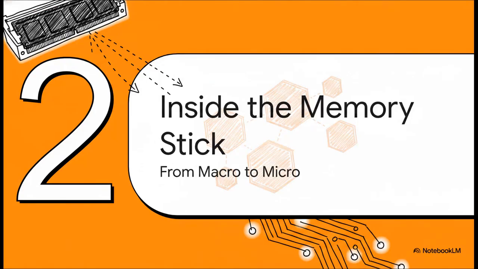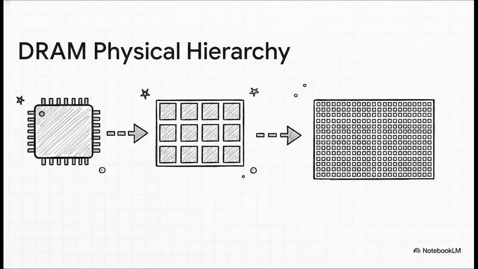Moving to Section 2. Inside the memory stick. We are going to transition from macro to micro here, zooming in from the DIMM module on your motherboard right down to the silicon. Now, this physical hierarchy is extremely important for your semester exams, so please note this down. A DIMM stick holds 8 microchips. One chip contains a 2 GB die.